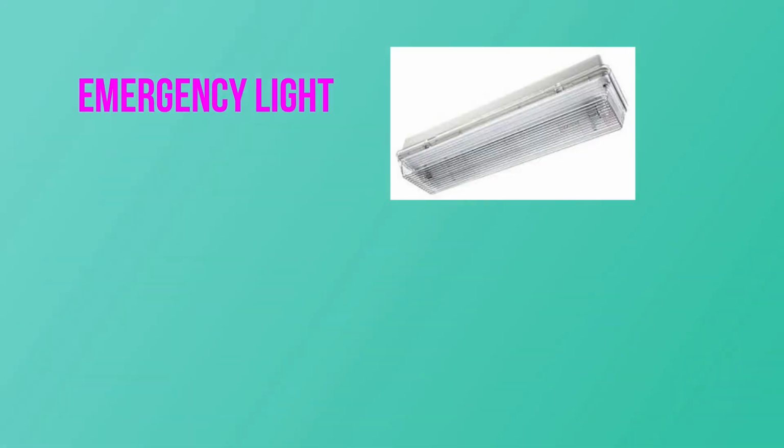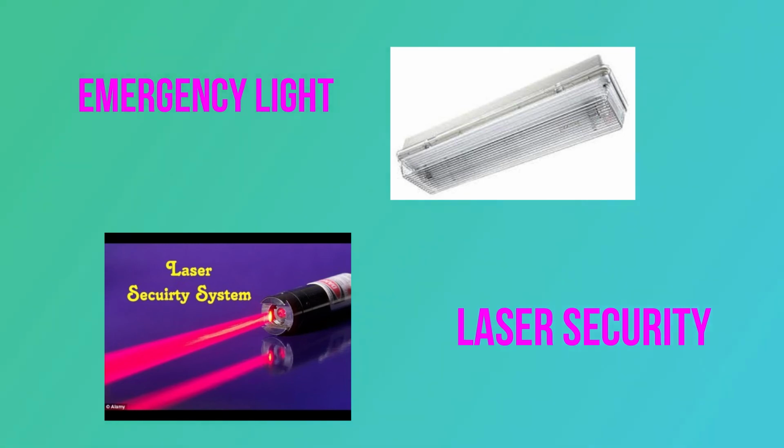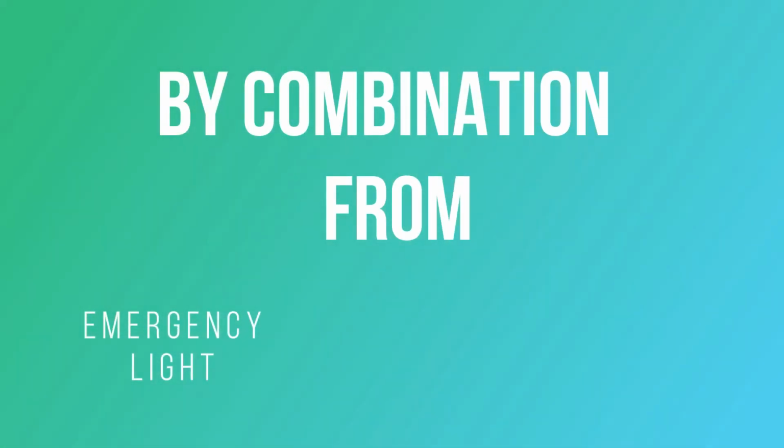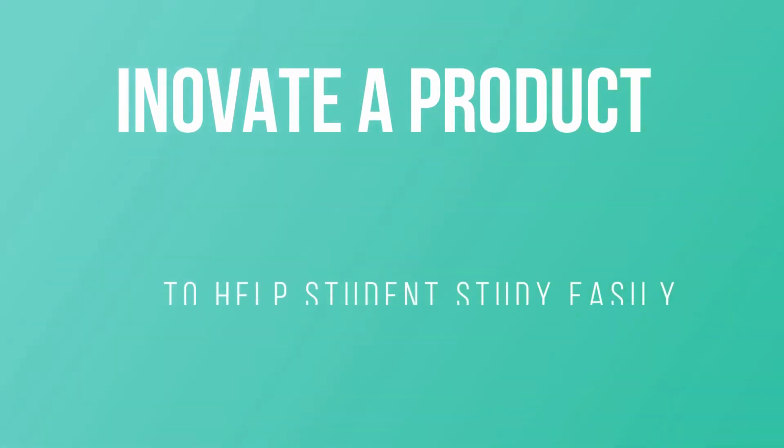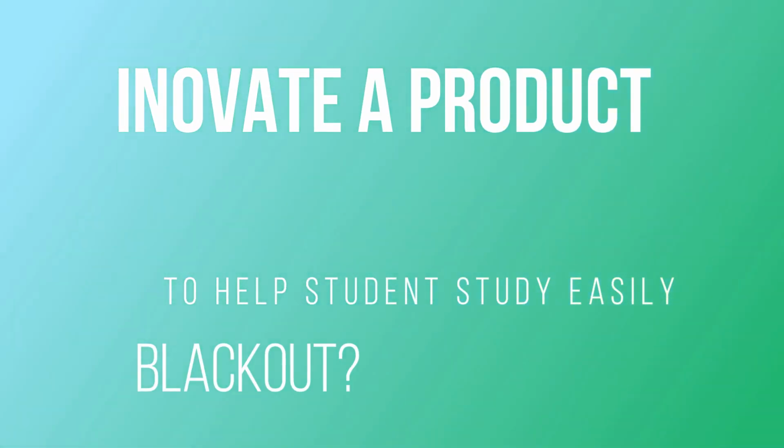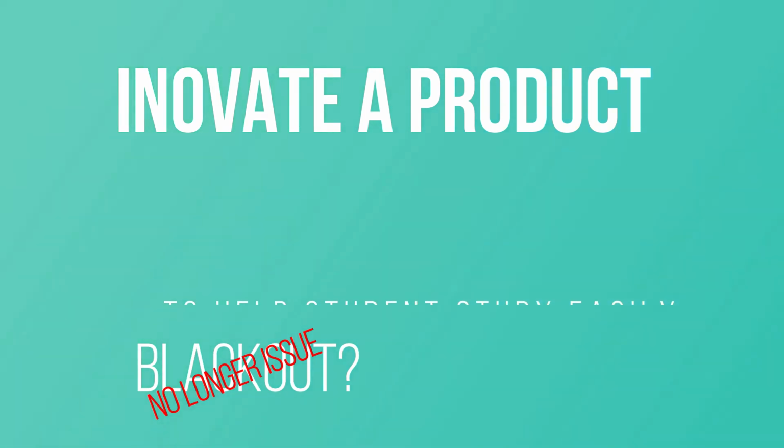The emergency light will be turned on when the electricity in the building gets shut down. The laser security concept is that whenever an object moves through the laser, the system inside it will trigger on. By combining the ideas from emergency light and laser security, we innovated a new product that can help students study easily so blackouts are no longer an issue.